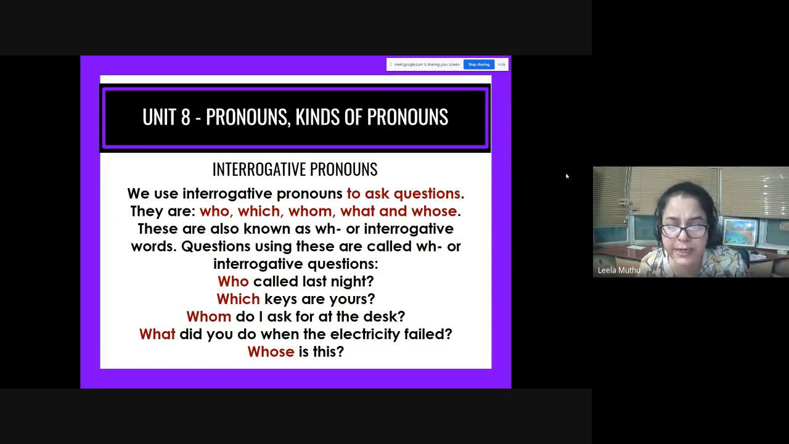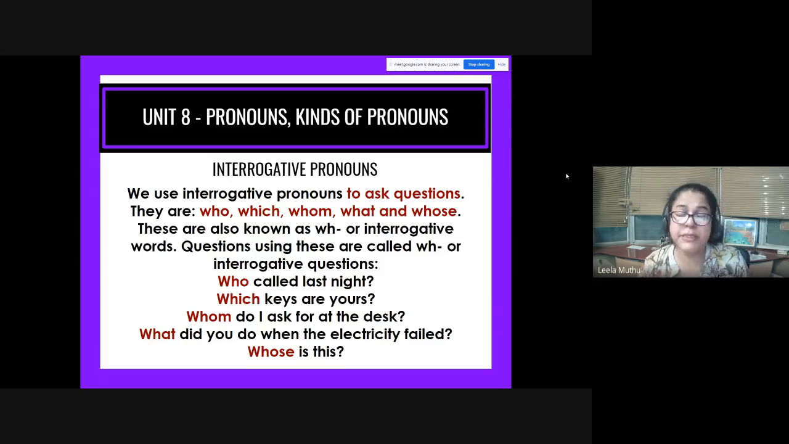What did you do when the electricity failed? So you're asking a question. When the electricity failed, what did you do? So the failure of the electricity is replaced by a question like, what did you do when the electricity failed? I'm putting it as simply as possible, where these demonstrative pronouns are being used to ask questions.